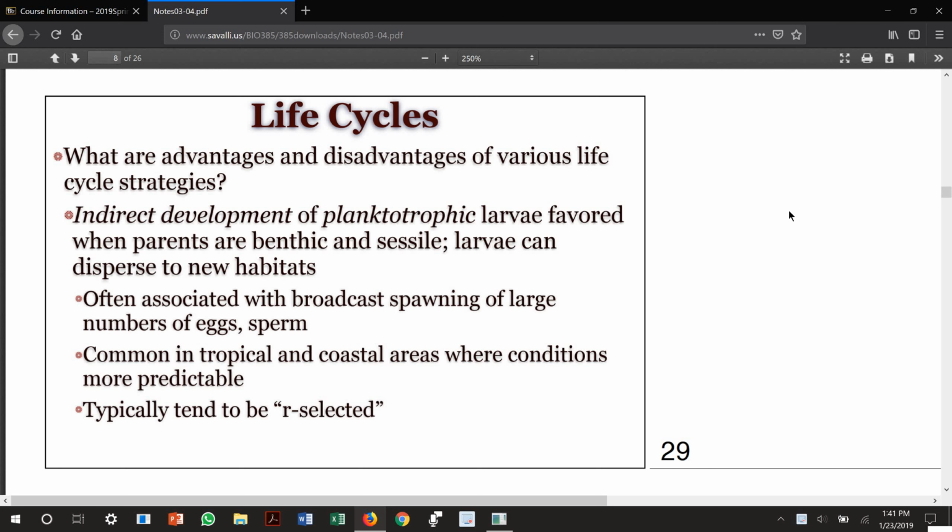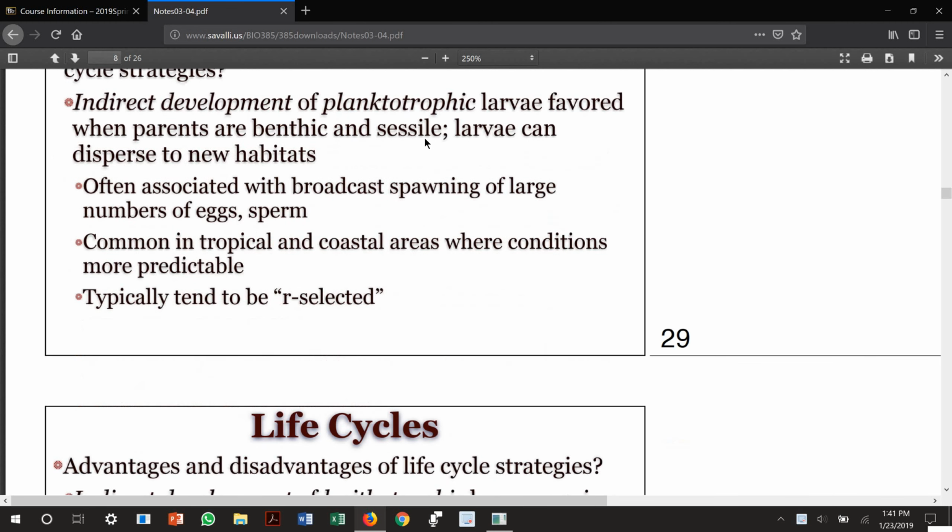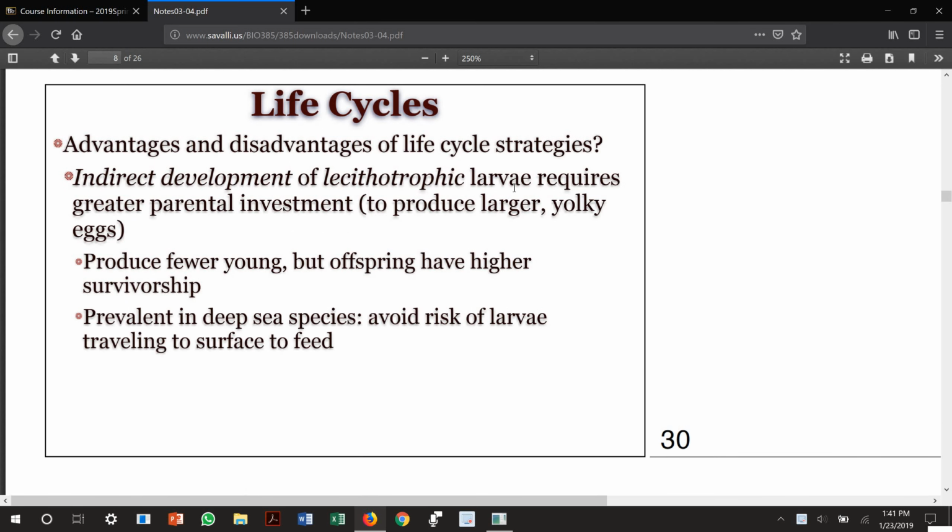All right, compare that to indirect development, again producing larvae, but where your larvae are lecithotrophic, where rather than letting your larvae out into the plankton, your larvae may be mostly free living, that is, they're in the environment, but they may be getting most of their nutrients from yolk rather than having to fend for themselves. So indirect development with lecithotrophic larvae means that there's more parental investment in the offspring, in the eggs in particular.